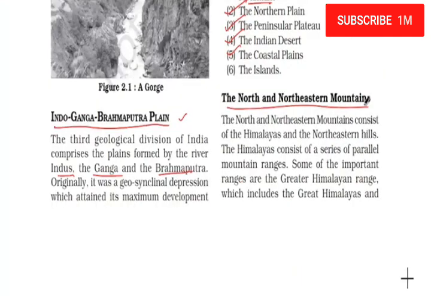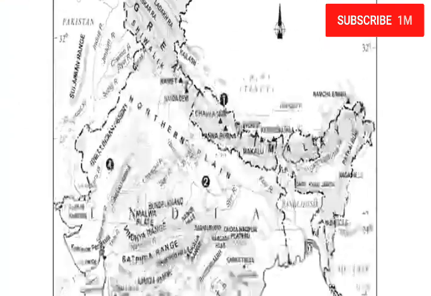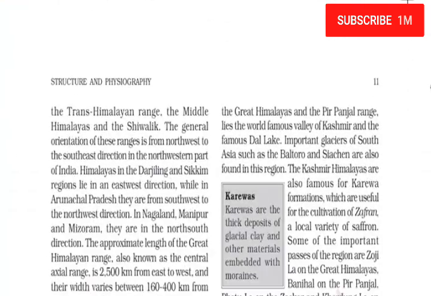So, the north and northeastern mountains when I take, first I start with Trans-Himalayas, then I have Greater Himalayan ranges which includes Great Himalayas and Trans-Himalayan range. Karakoram mountain range which hit first is the Trans-Himalayan ranges. Then you get the Middle Himalayas and Shivaliks. The general orientation of these ranges are from northwest to southeast direction.